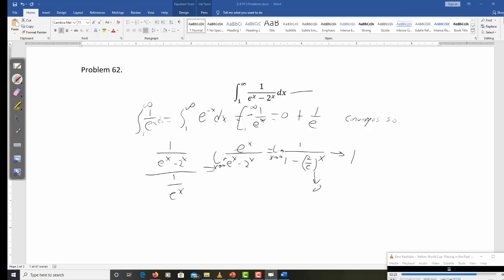So the original converges by LCT, limit comparison test. It's actually a super nice test if you can come up with a decent comparison function. It's probably a little bit easier than the direct comparison. It's just you have to worry about that inconclusive case.